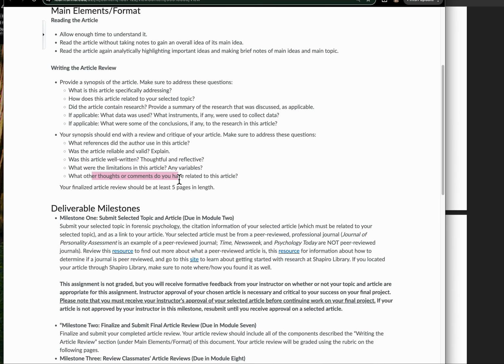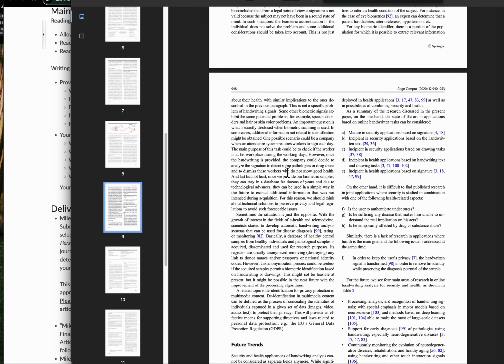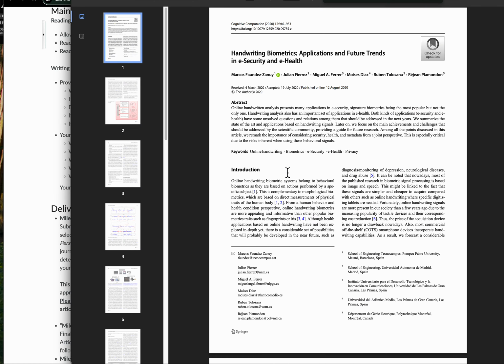And then, what other thoughts or comments, that's really just your opinion. I like to say what advice I would give to somebody after reading this article.